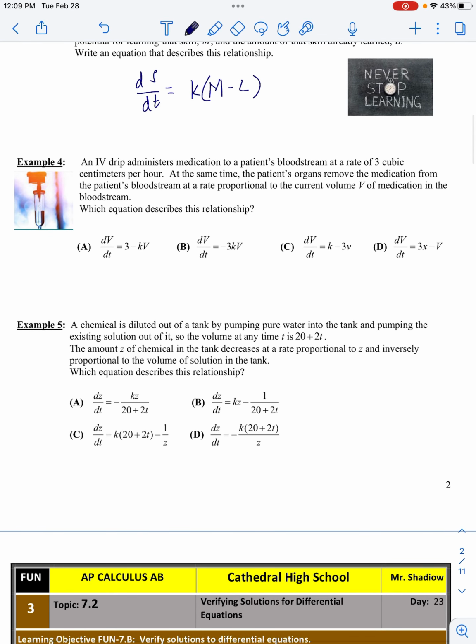Example 4. An IV drip administers medication to a patient's bloodstream at a rate of 3 cubic centimeters per hour.